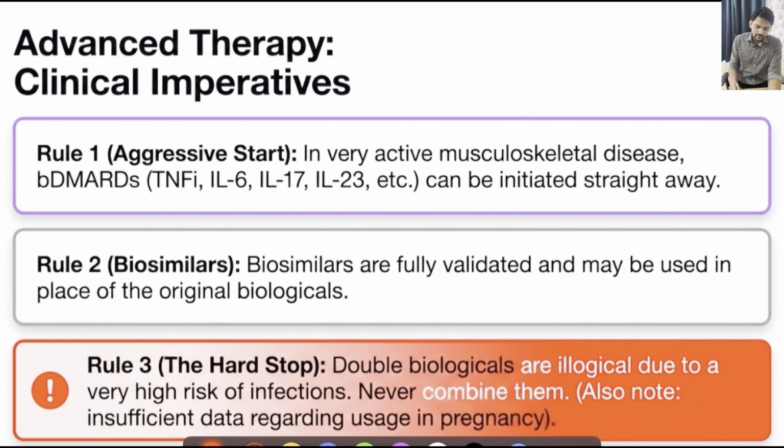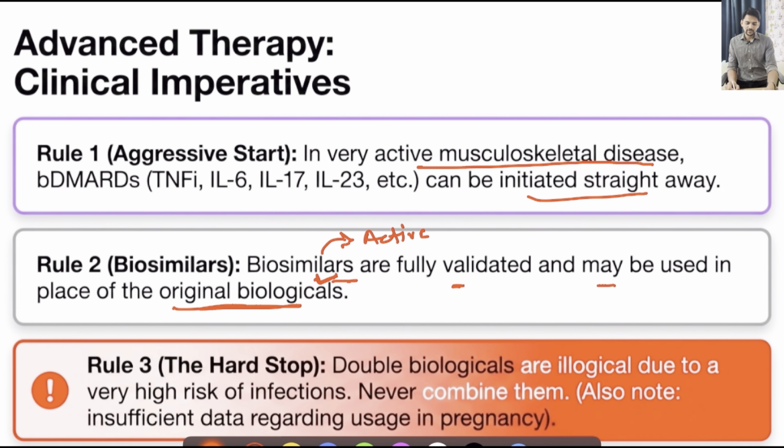And always remember, in relation to biological DMARDs, in very active musculoskeletal disease, you can directly initiate these agents. And the biosimilars are fully validated and may be used in place of original biologics. These biosimilars will be having the active compound which is just like the original biologicals, but the adjuncts might differ, benefiting in the cost effectiveness. And double biologicals are illogical due to very high risk of infection. So never combine two biological agents.